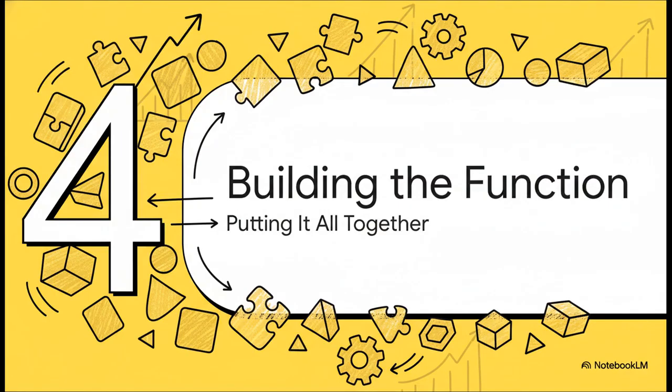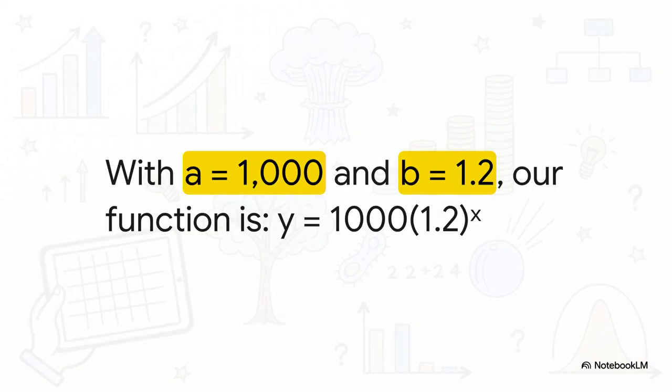We've got A, we've got B, we have everything we need. It's time to put it all together and build our function. So let's recap. We found our initial value, A, is 1,000. And we just calculated our constant multiplier, B, is 1.2. Now, we just have to plug them into our blueprint. Y equals A times B to the X. So our final function that perfectly describes the minnow population is Y equals 1,000 times 1.2 to the power of X. And there it is.